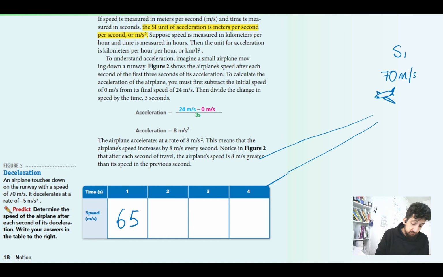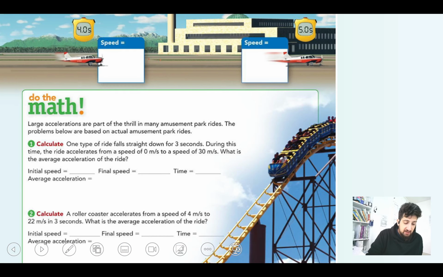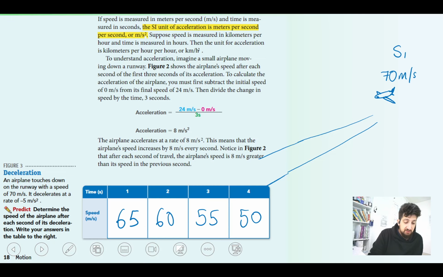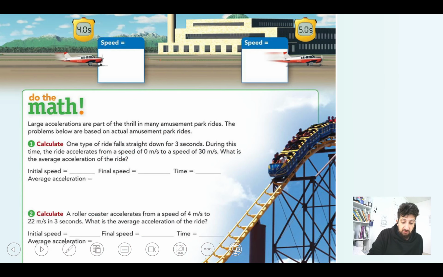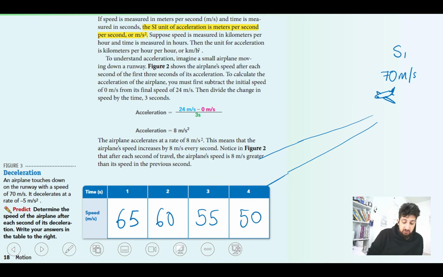65? After 1 second, it loses 5 meters. That's what it means. The speed is going to decrease by 5 meters per second every second. After 2 seconds, it's going to be 60. After 3 seconds, it's going to be 55. After 4 seconds, it's going to be 50. And so you can actually, using that, you can determine when the plane is going to finally stop.